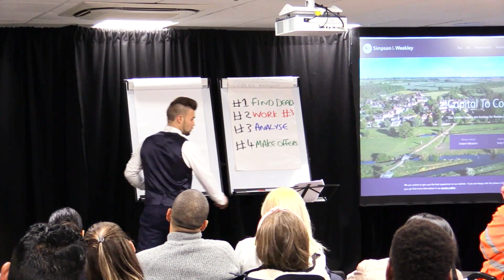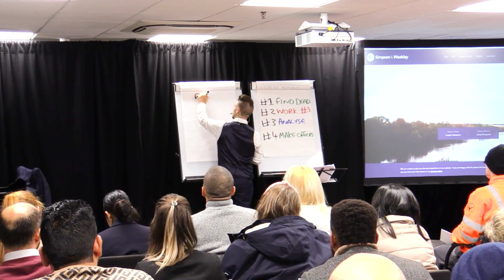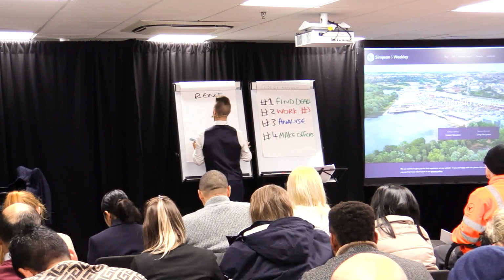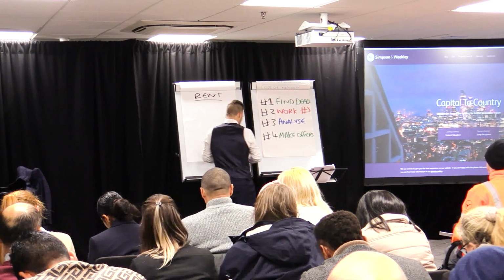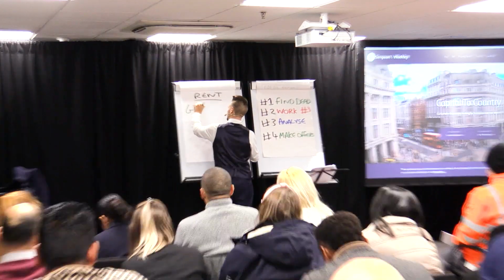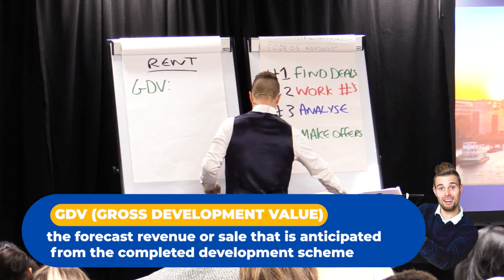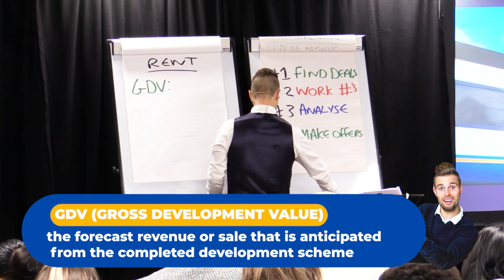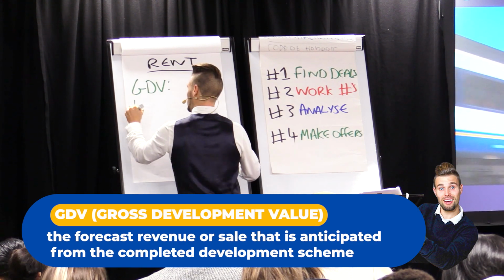So write these formulas down. So here's the numbers. Are you ready? Let's go! Okay, so this is for rent. So let's get these fast numbers down. So the first thing that we want to start with is something we call the GDV, gross development value. Yeah, so that's the first thing that we want to start with.